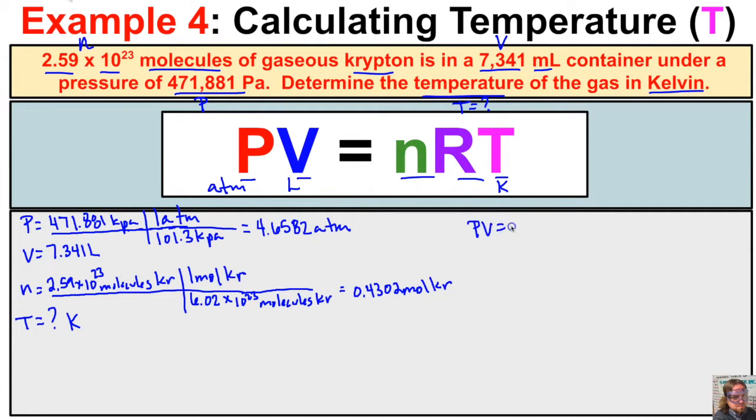So now we can finally plug all this information into our formula here. We know that PV equals N times R times T. And in this problem, it looks like we're solving for T. So we need to divide both sides by NR. NR is going to cancel. And so the formula that we're going to use to solve this problem is the temperature equaling PV over N times R. And so what is the pressure in this problem? 4.6582 atmospheres times the volume. What's the volume? 7.341.